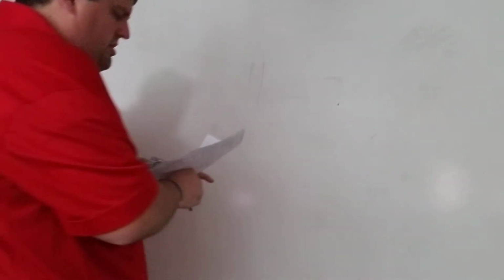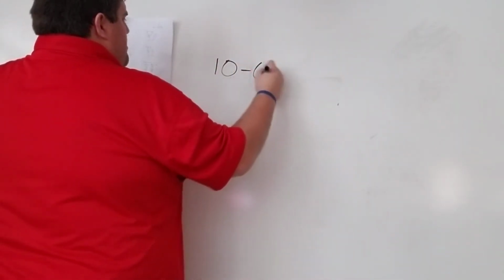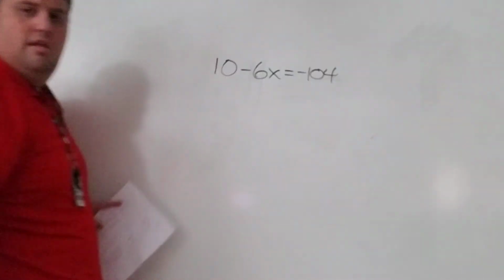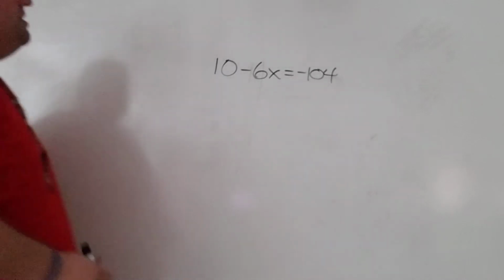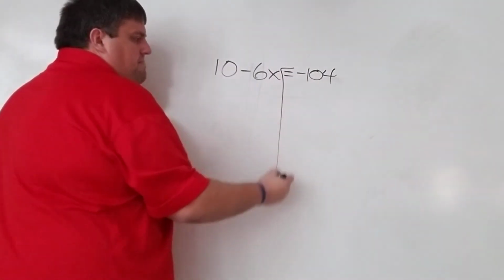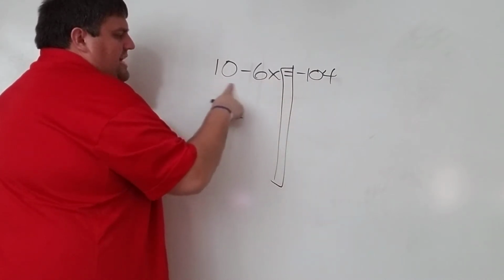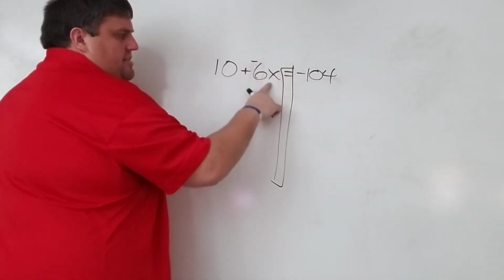Number 2, 10 minus 6x equals -104. I'll try to write a little bit bigger on there so you can see it too. Okay. So again, just a 2-step. I want to get x by itself. I have to get rid of the number that's next to it by adding or subtracting. Be careful here. This negative sign goes with the 6.